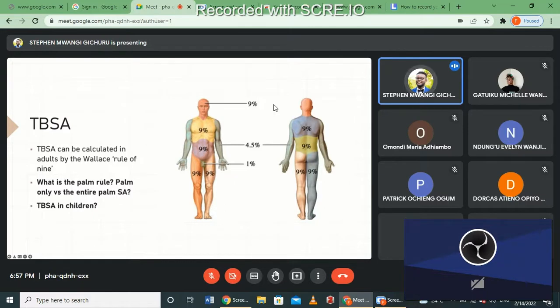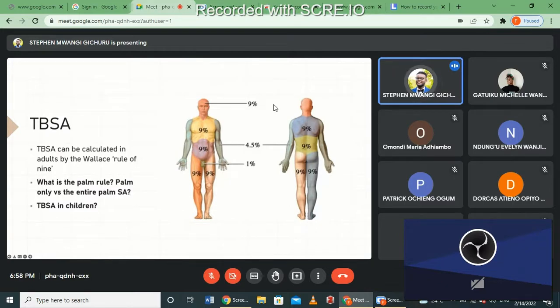Okay. So basically, if you're not so sure about your nines, just take the patient's hand. It cuts across. It's not for pediatrics, because for pediatrics you have to use another system. So the 1% of the palm, you can actually use it to try and estimate how much is burnt.